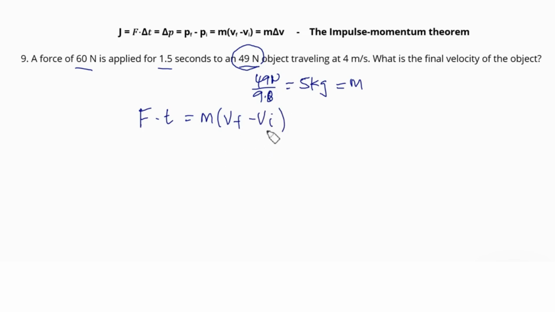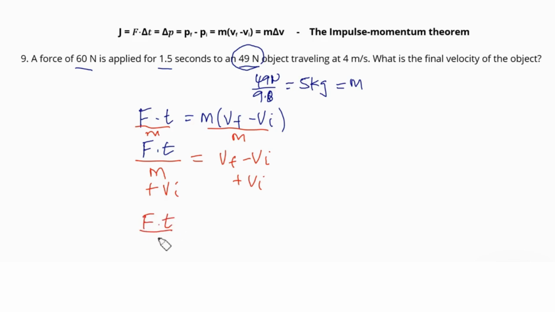Vf is the one I'm looking for. So I could rewrite that as force times time and divide both sides of the equation by m because I'm trying to isolate Vf. So I have Ft over m is equal to Vf minus Vi. And again, since I'm looking for Vf, I'm going to add Vi to both sides. And so I have force times time over mass plus Vi is going to give me Vf.